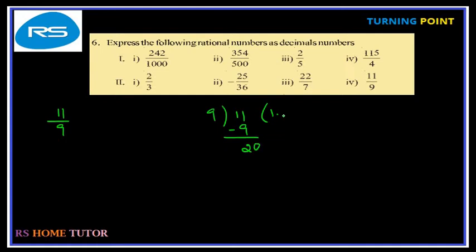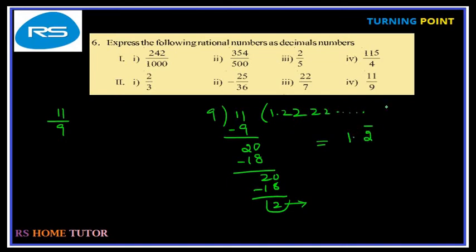I can keep the 0 here. So 9 2s are 18. The difference is 2. By default I can take 0. Again 9 2s are 18. The remainder is 2. So remainder 2 is repeating. So this is the answer, not 0 point, it's already 1. So 1.2 bar. Why? Because 2 is repeating infinitely. So 1.2 bar.